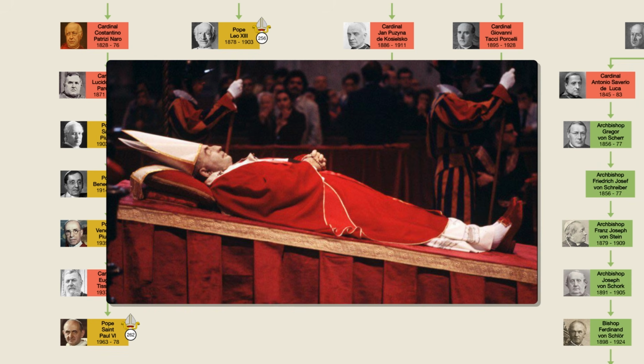However, he was only 65 and in relatively good health, so his unexpected death has led to all sorts of conspiracy theories. The leading one being that it had something to do with corruption at the Vatican Bank.